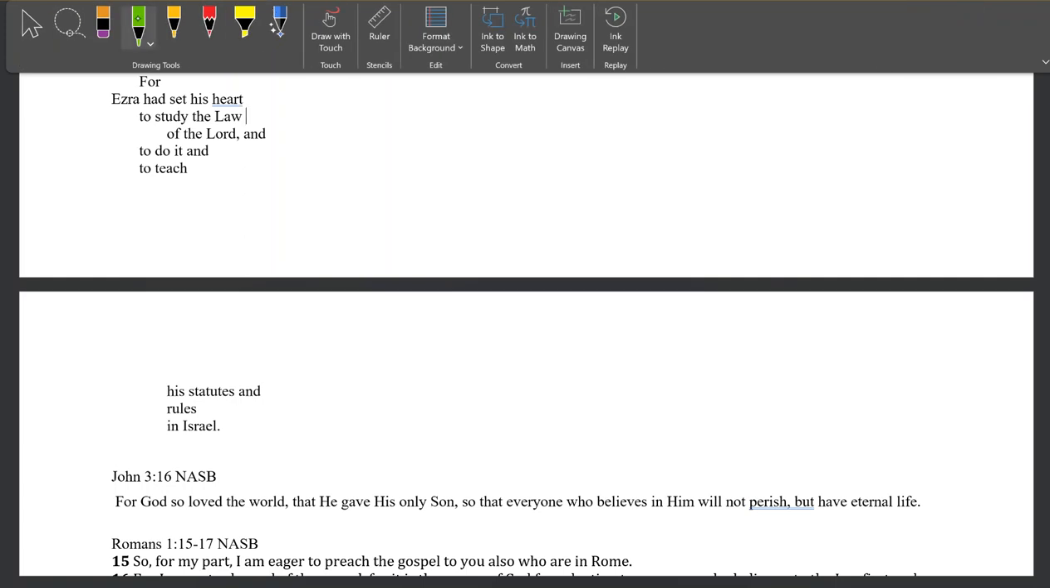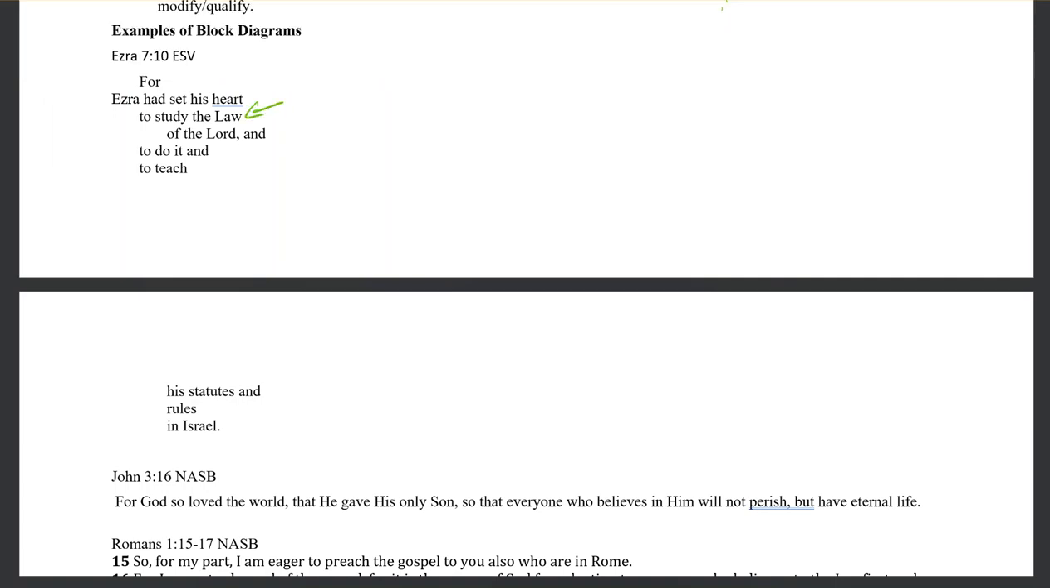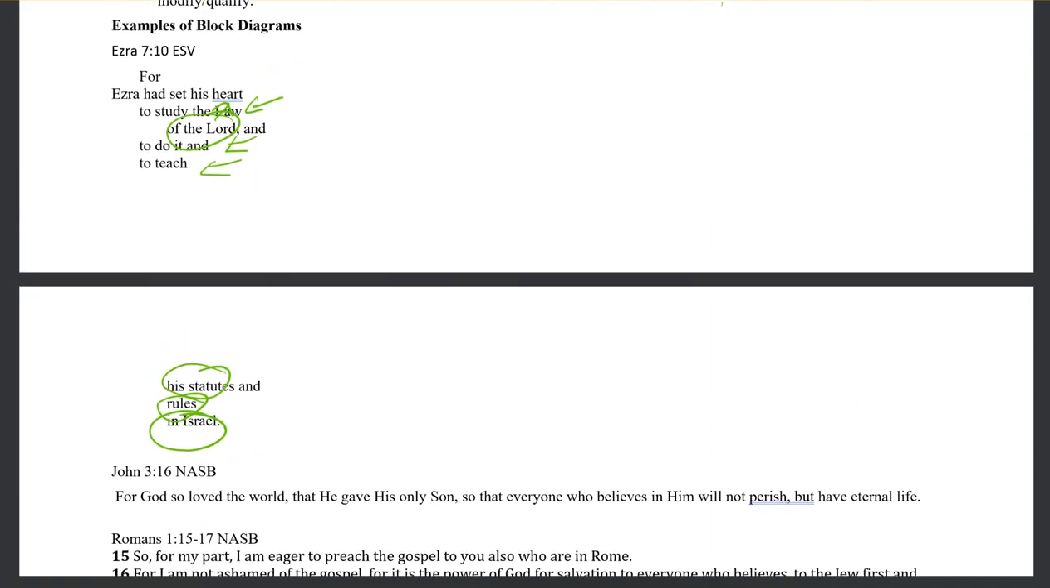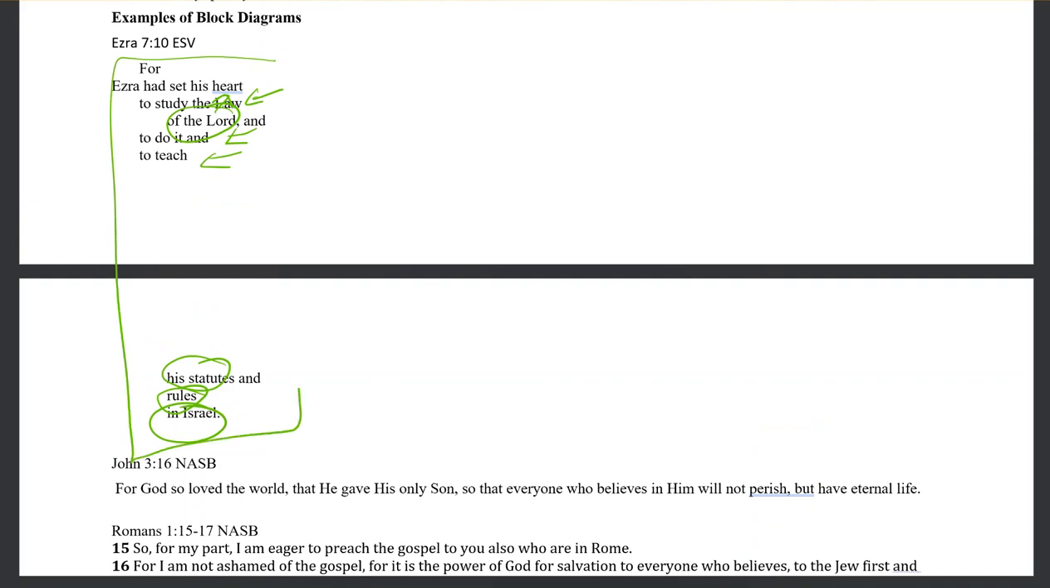So I'm going to use a pen here. Okay, so this is the purpose here and here and here, and we said this describes the law of the Lord here. To teach, this describes the content of the teaching, the statutes and rules, and where it was going to happen. This is very important. You could preach a whole sermon on this passage alone, and these parts that we're talking about here will be part of your outline.